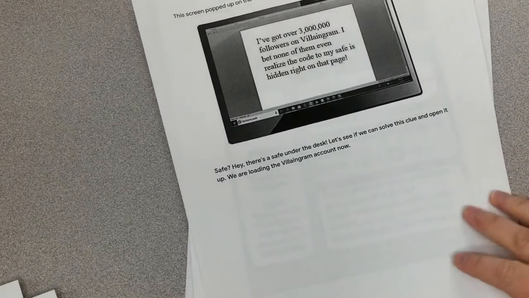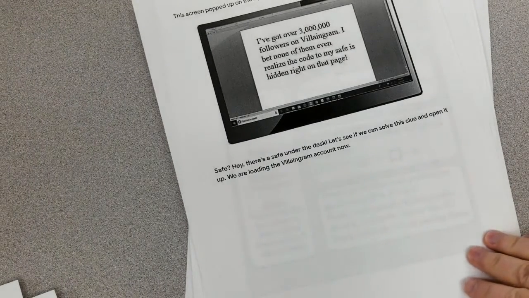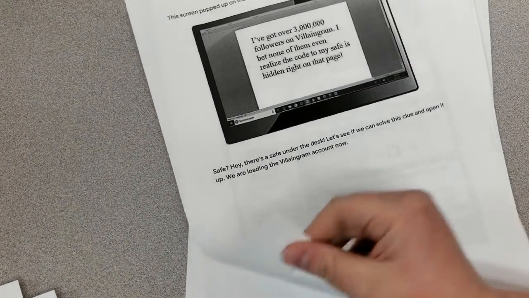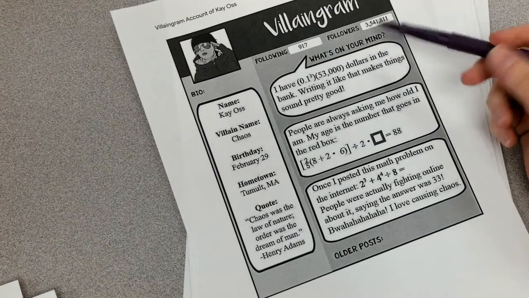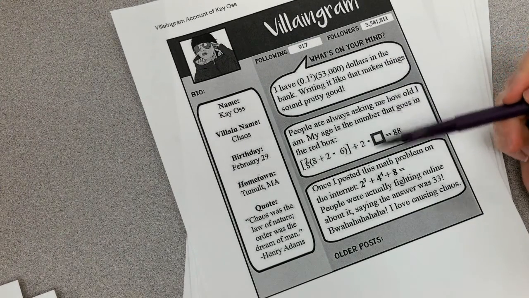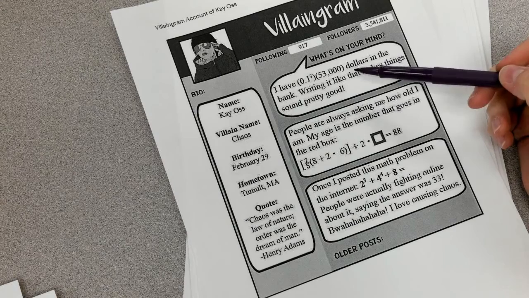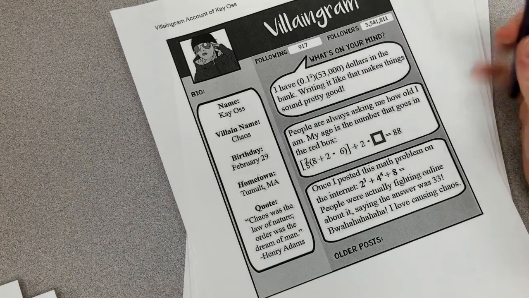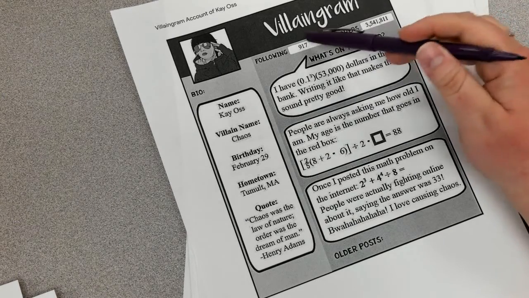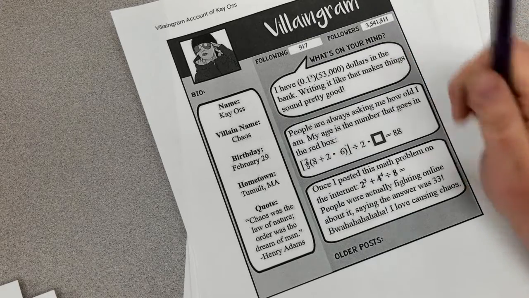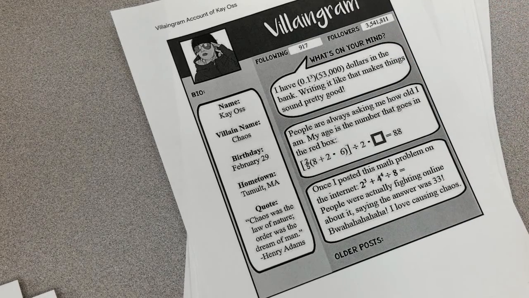All right, so I've got 3 million followers on Philingram. That's what that's telling me. This has a bunch of different problems included, so you have to solve. And on this one, you're just, again, trying to figure out, using order of operations, what all of this means. So this first one, let me get another piece of paper.